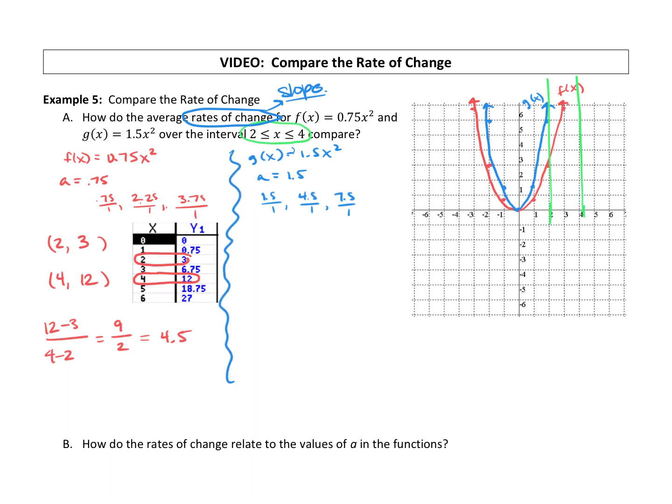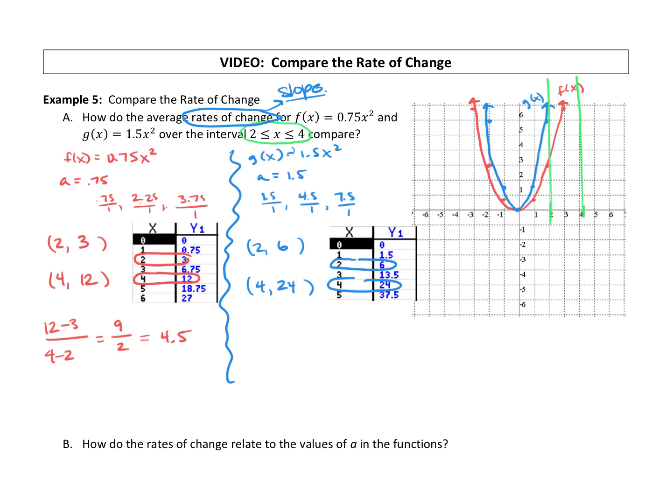We need two ordered pairs. Well, we're using the same interval, so we know we need when x is 2 and when x is 4. So let's grab that table of values from our calculators. Here we have our table of values from the graphing calculator. We want the points when x is 2. We can see that the y is 6. And when x is 4, the y is 24.